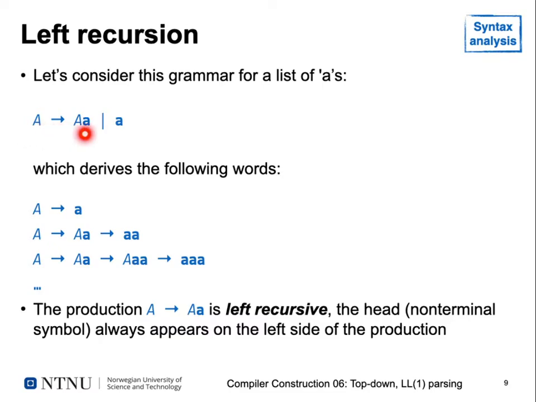Or we can take the first production here first. So we can go from A to AA, and then resolve the A recursively here by then taking our second production. So this would produce 2 A's, and so on and so forth. So 3 A's, and so on. Now, our production here that we've used, non-terminal symbol A derives non-terminal symbol A and terminal symbol A, is left recursive. That means that our non-terminal symbol, so our head, always appears on the left side of the production. And this would be as we would normally write it.